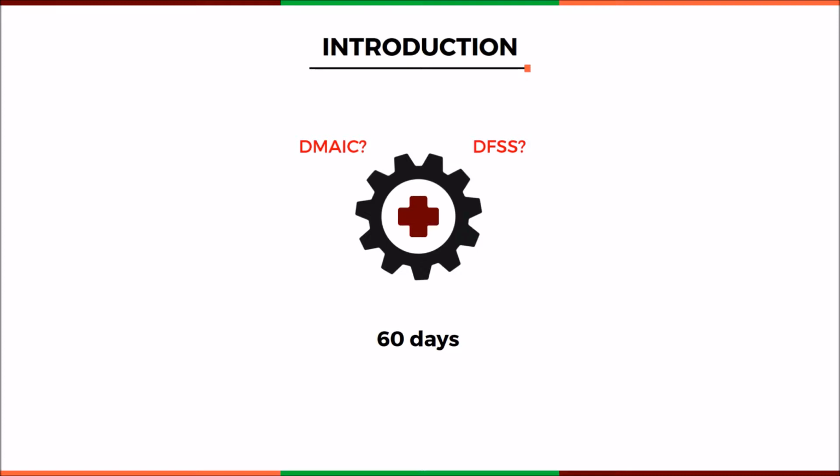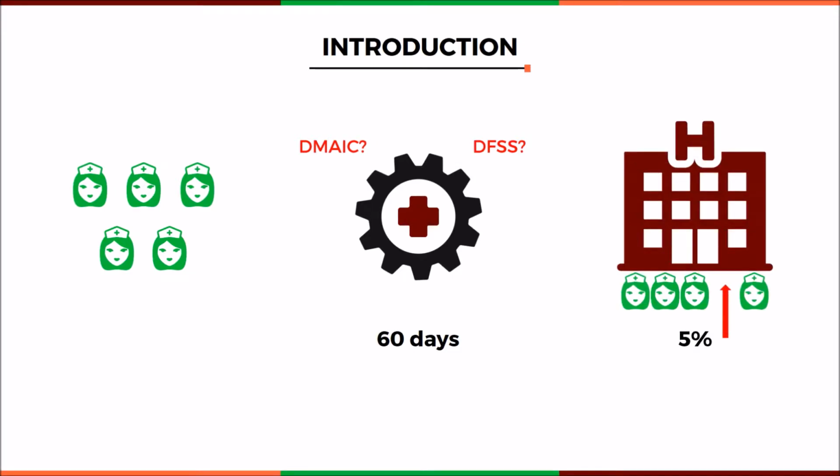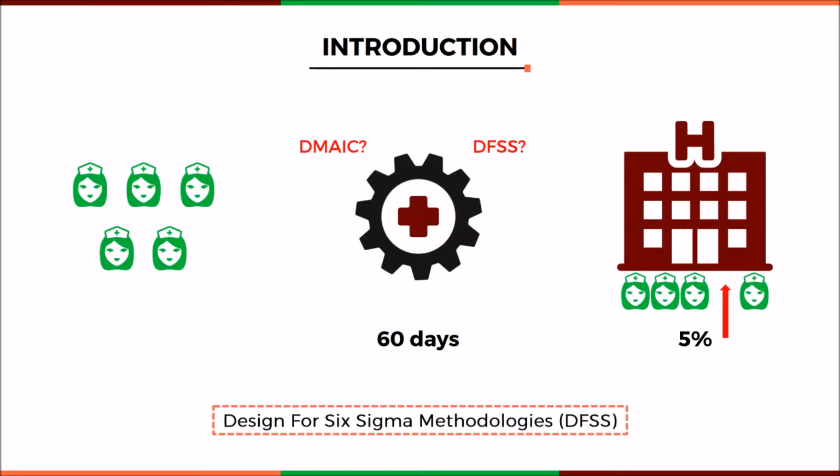The DMAIC process works well to improve one or two elements of an existing process, but to overhaul an entire process requires a different approach. The DFSS, or we call it the Design for Six Sigma. As you will learn, the DFSS is used because it focuses on improving the entire process.